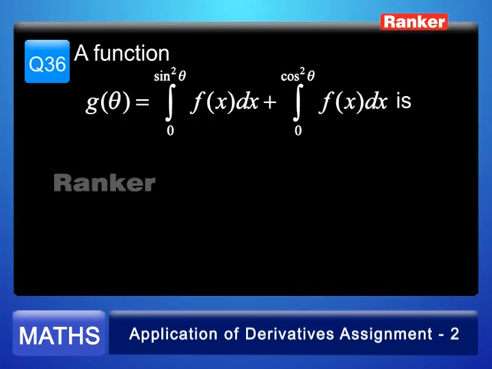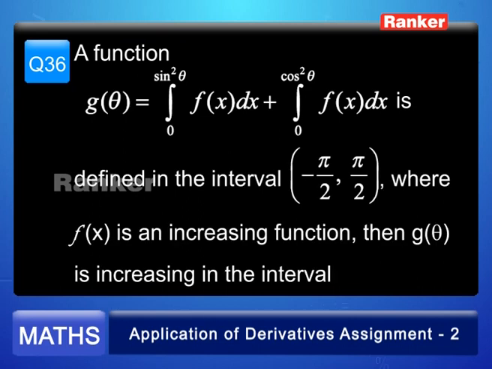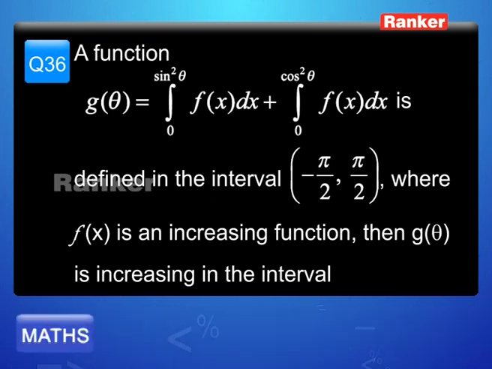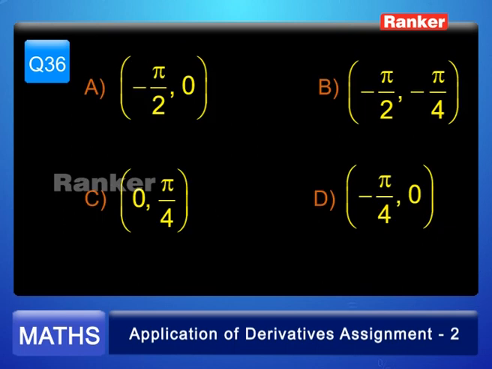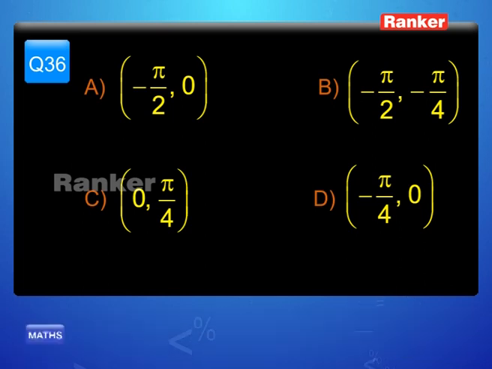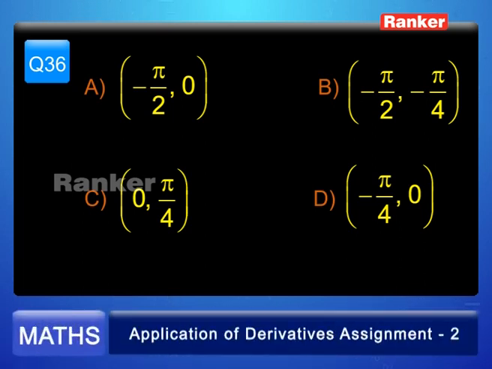Next question: a function g of theta is equal to integral 0 to sin square theta f of x dx plus integral 0 to cos square theta f of x dx, defined in the interval minus pi by 2 to pi by 2, where f of x is an increasing function. Then g theta is increasing in the interval: option A, minus pi by 2 to 0; option B, minus pi by 2 to minus pi by 4; option C, 0 to pi by 4; and option D, minus pi by 4 to 0.